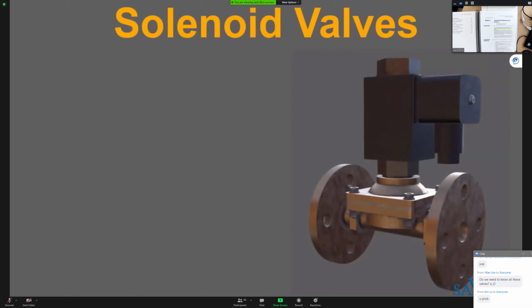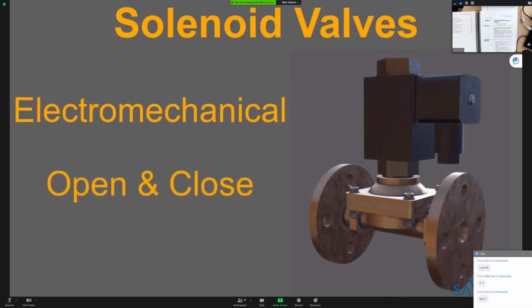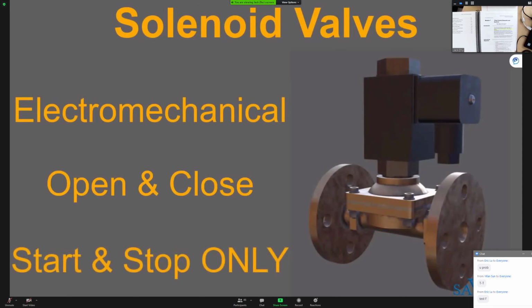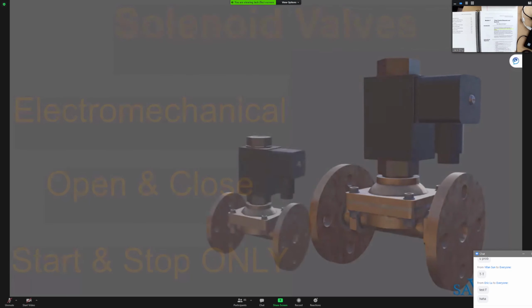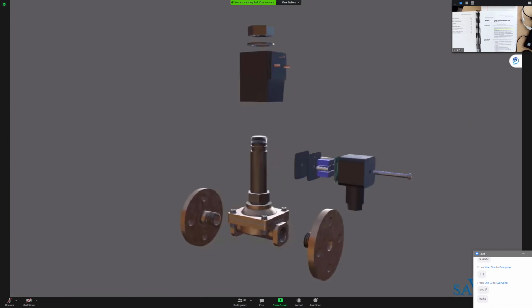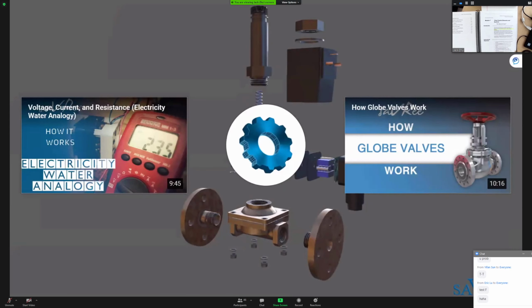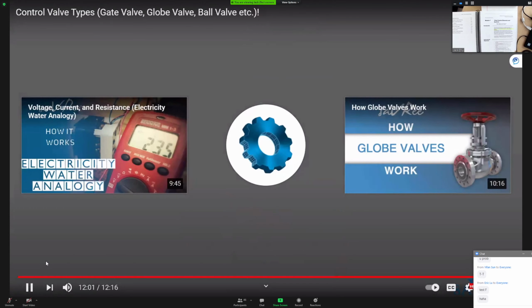Solenoid valves are electromechanically operated valves. They are very well suited to opening and closing operations. They can be used to start or stop flow, but are not well suited for regulating flow. This type of valve is fast acting. An electromagnet is used to operate the valve when current is supplied to the windings. A spring is used to return the valve to its fail-safe position when the electrical current is no longer present.